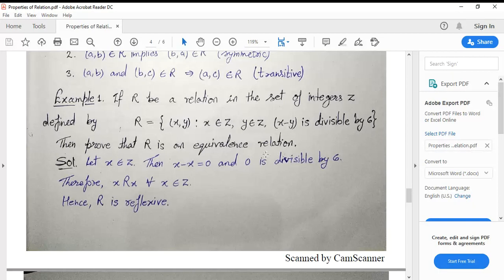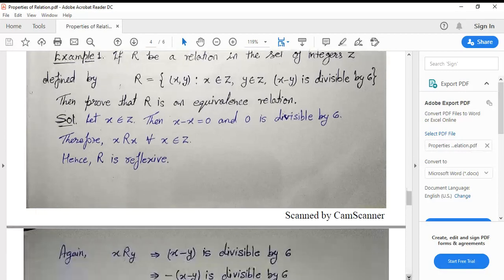So for this, to prove the equivalence relation, first we have to prove that this is reflexive. So for reflexivity, let's take an element x that belongs to the integers Z. So here it holds this property: x minus x is divisible by 6. What is x minus x? x minus x is 0, and 0 is divisible by 6. So we can say that this holds the property of reflexivity, meaning R is reflexive.